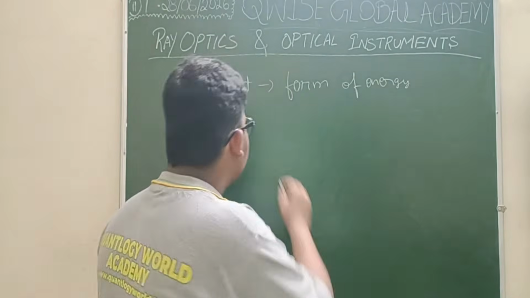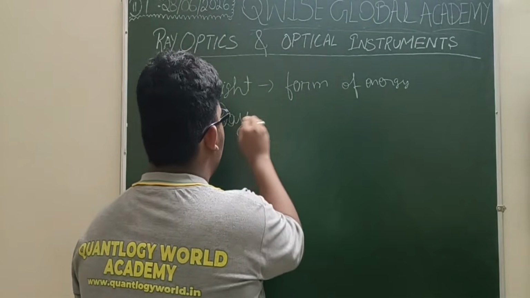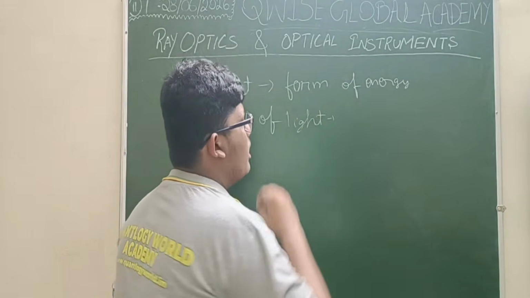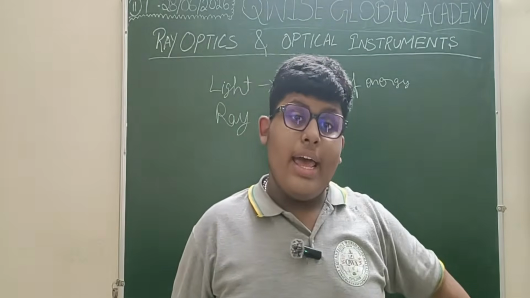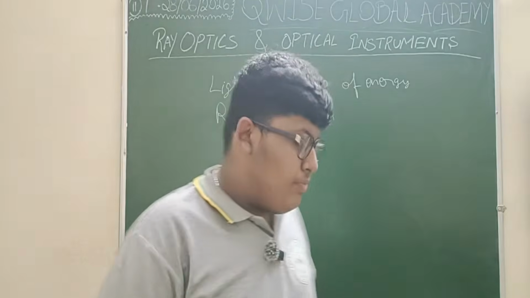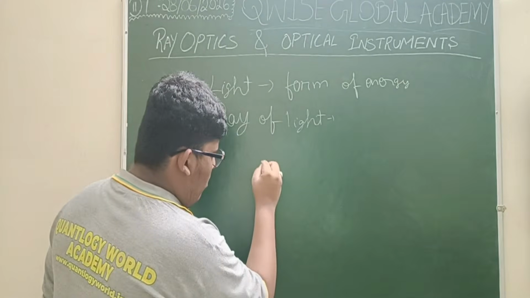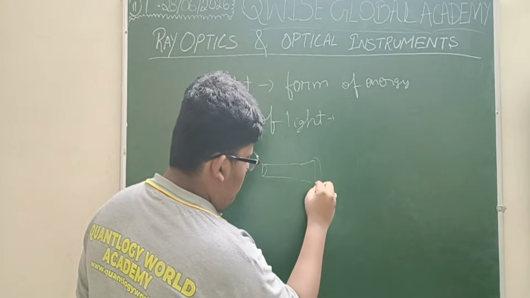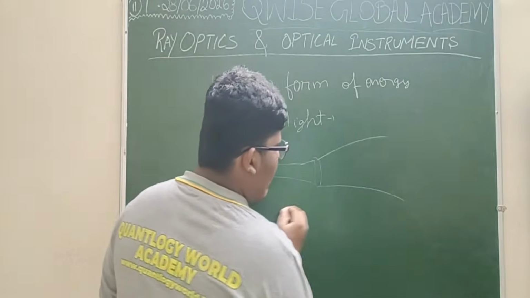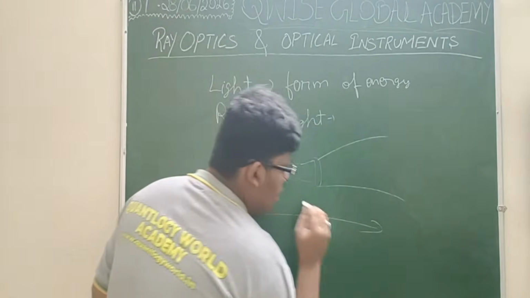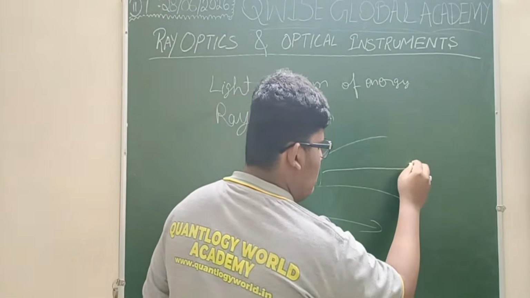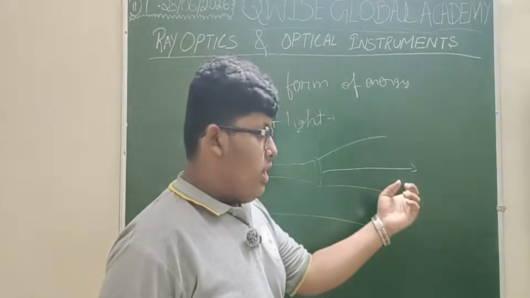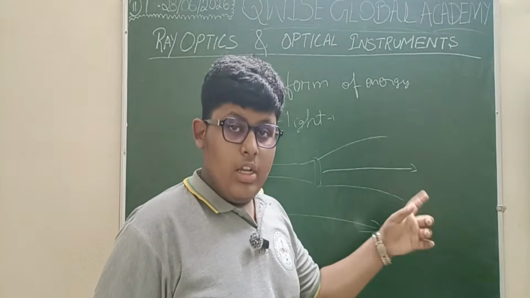Next is rays of light. A straight line drawn in the direction of propagation of light is called a ray of light. Let's see. For example, this is a torch. In this direction, the direction of light flow is this. So the straight line drawn in the direction of propagation of light is called a ray of light.